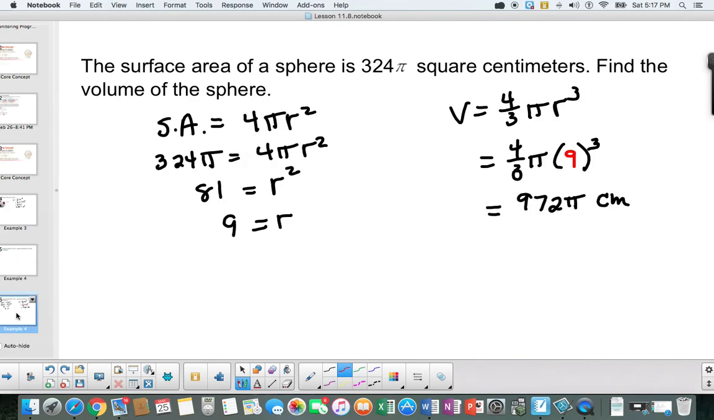Here's the answer. What I had to do is use the surface area formula to help me find the radius. Once I found the radius, I was able to put it into the volume formula and figure out the volume of the sphere.